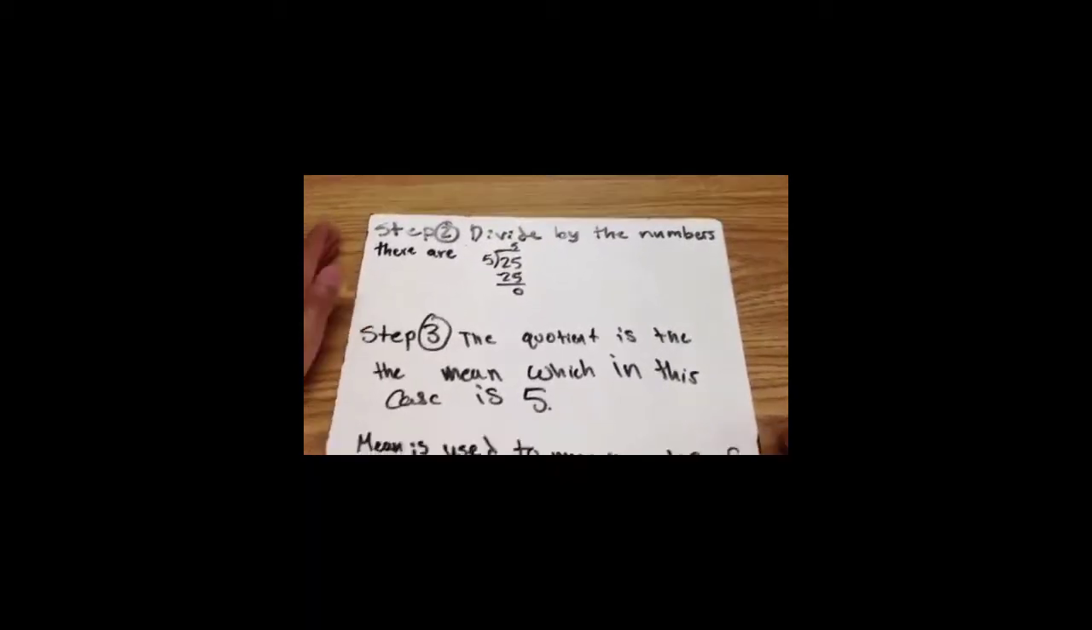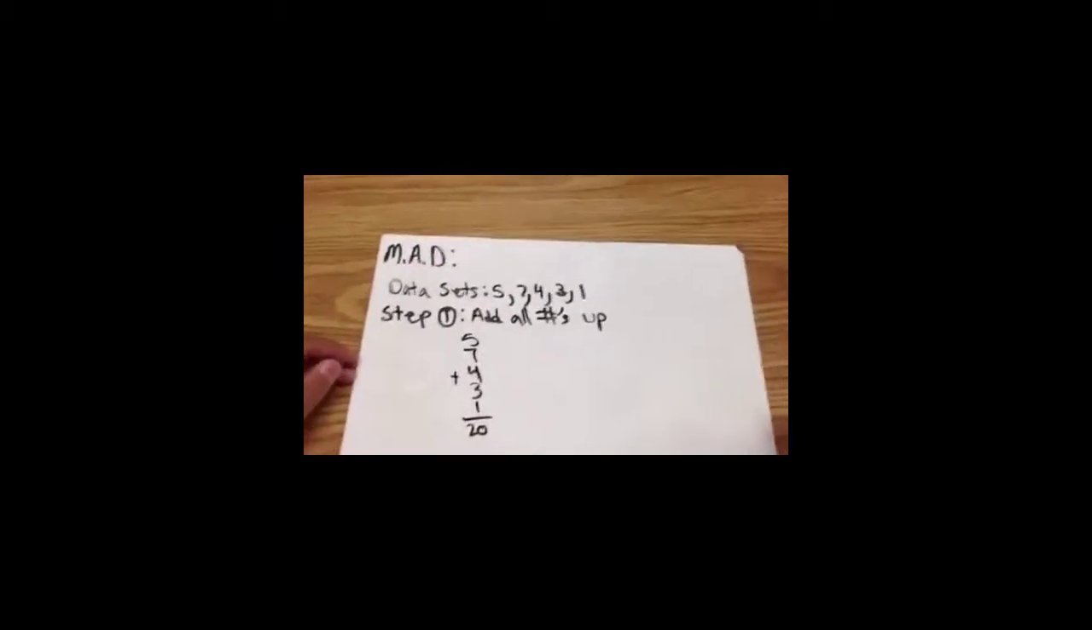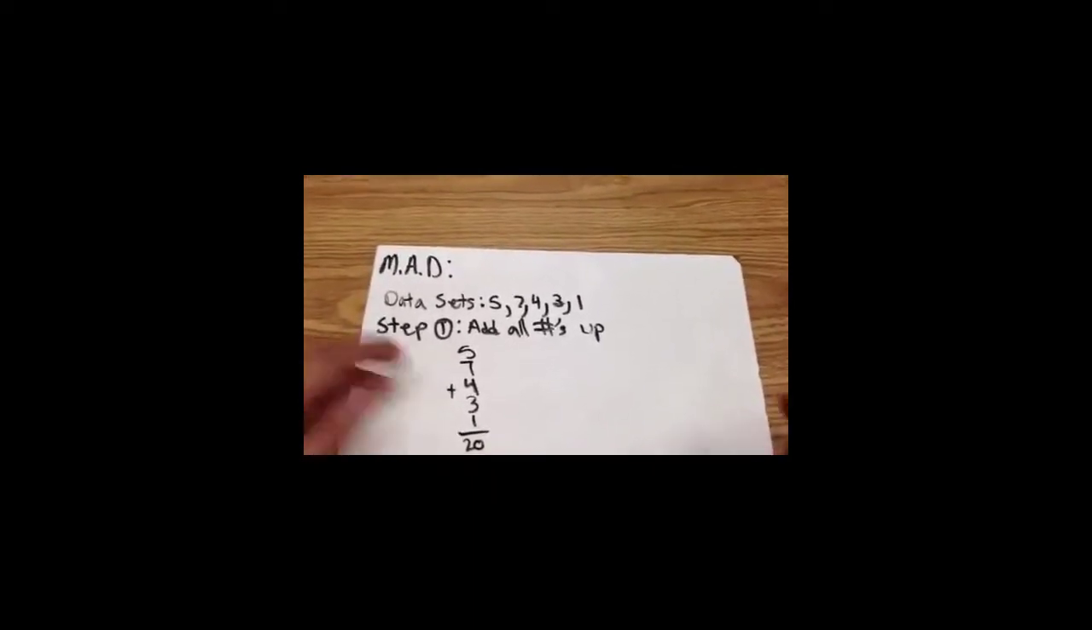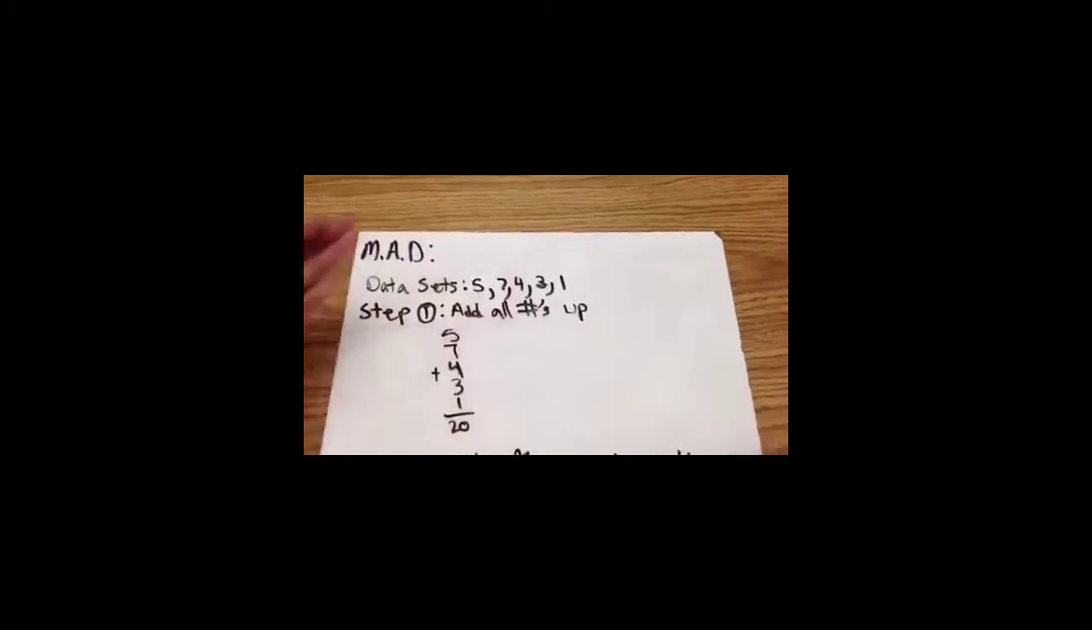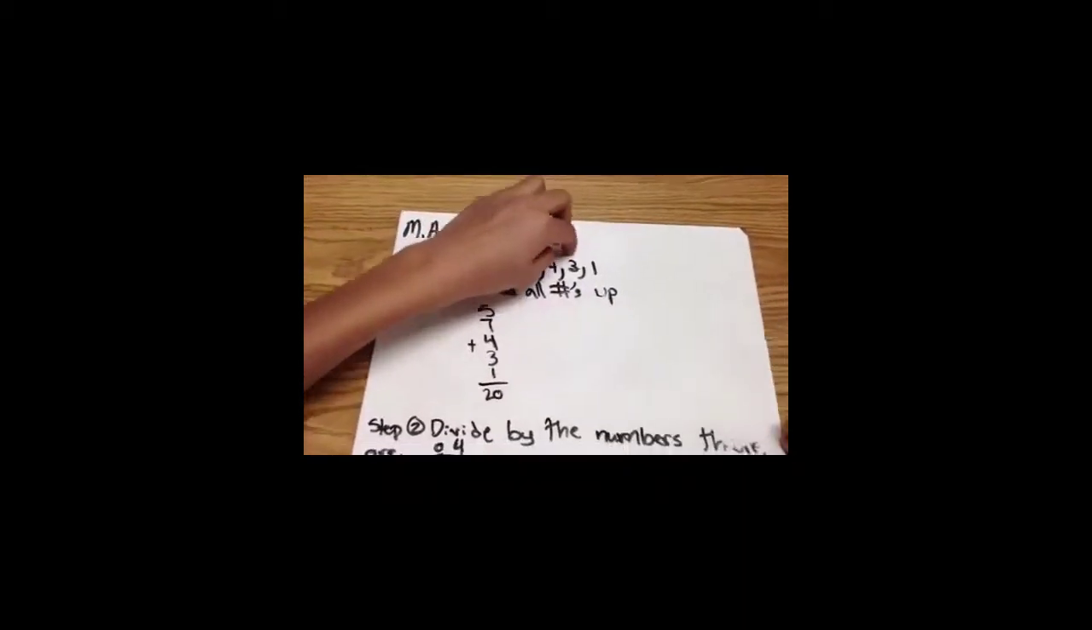The mean is used to measure the center of the data set, which is like the major number in the middle. So now we'll be calculating the M.A.D. Now the M.A.D is similar, well, you have to find the mean in order to find the M.A.D. So this is the data set, 5, 7, 4, 3, and 1.